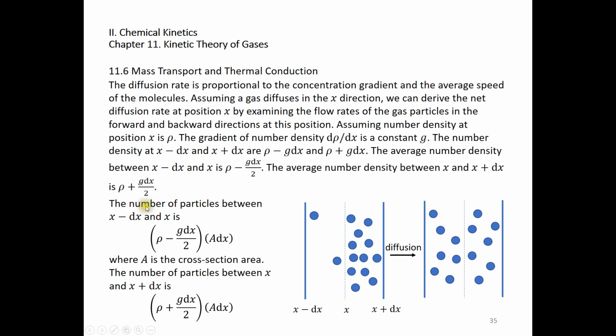And then we can compute the number of particles between x minus dx and x. Well, it's just the number density multiplied by the volume. The volume is just this distance multiplied by the surface area. I'm going to just use A here. Don't worry about the value of A. It's going to be the same for the left side and for the right side. Eventually, they will just cancel. So we have this number of particles on the left. Similarly, we have the number of particles on the right. These two have almost the same expression, except we have a minus here and a plus here.